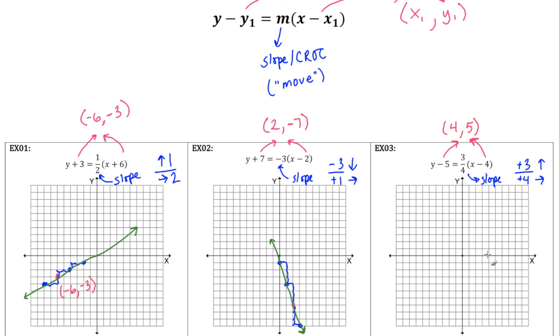1, 2, 3, 4. 1, 2, 3, 4, 5. And then we'll go up 3, right 4. So 1, 2, 3. 1, 2, 3, 4. Backwards. 1, 2, 3. 1, 2, 3, 4. So we have 3 solutions.